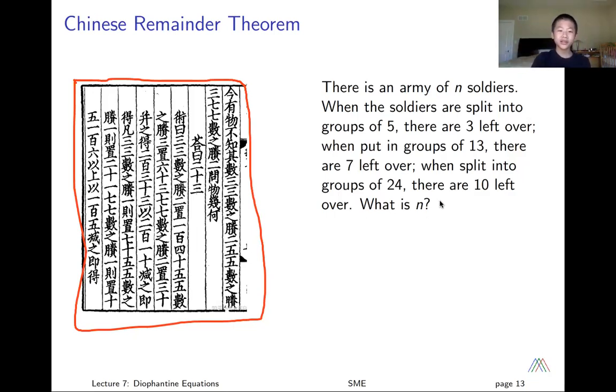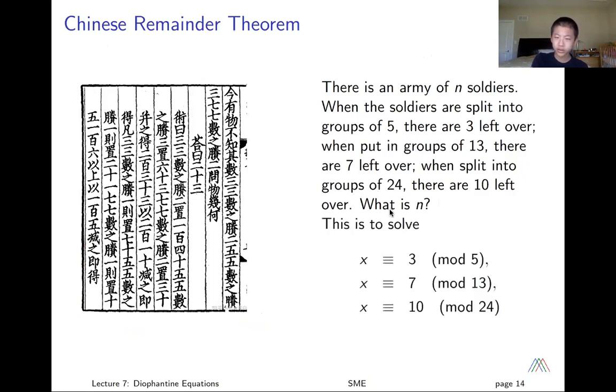So here we're just trying to find a general solution for n. The smallest possible value also works. So we see that if we just try to solve this manually by trying, it's going to take way too long. So what's a faster way to do this?